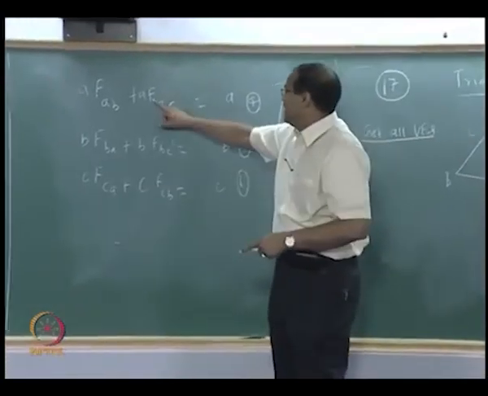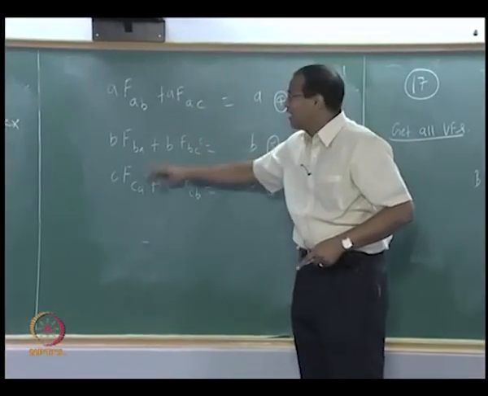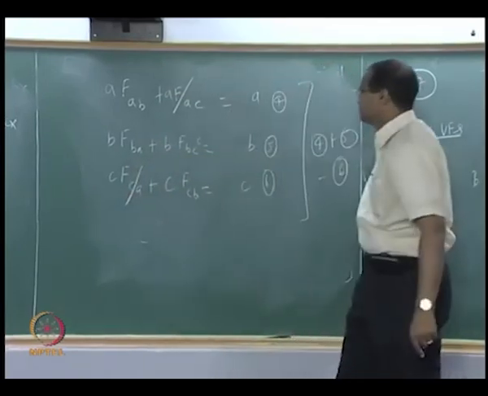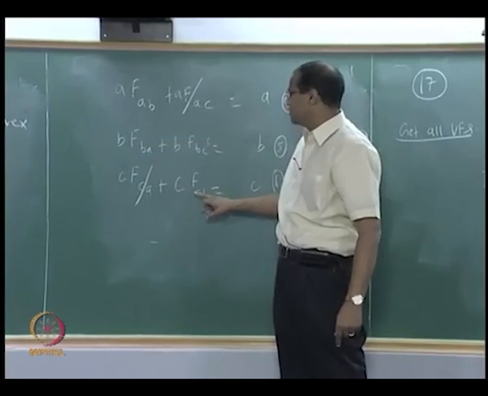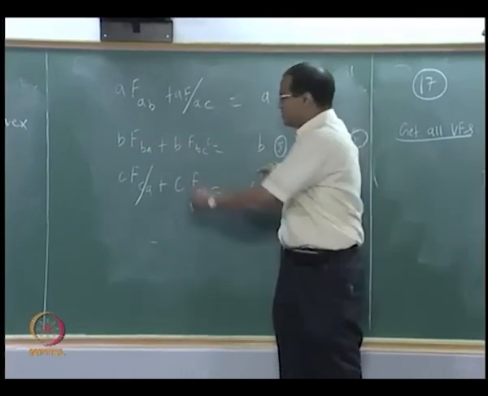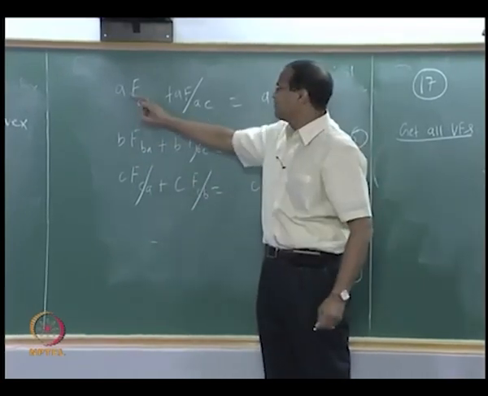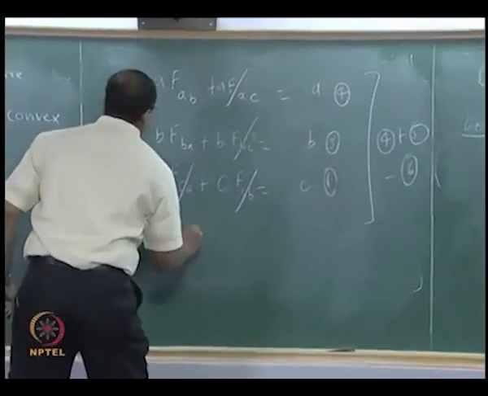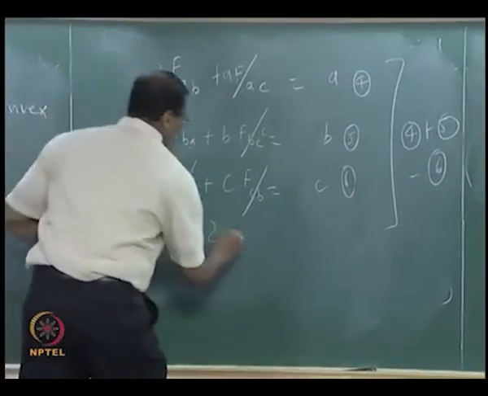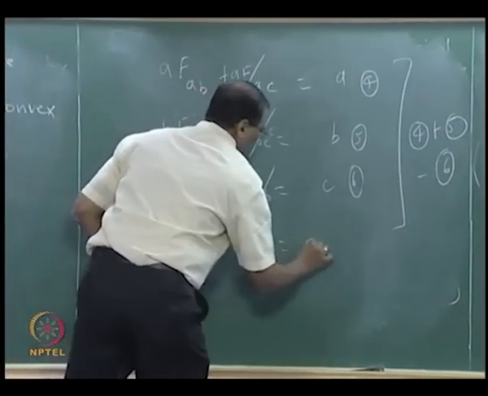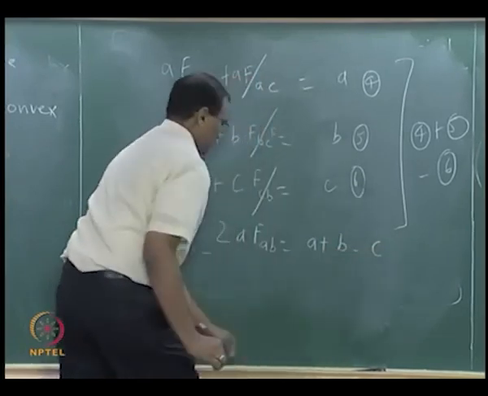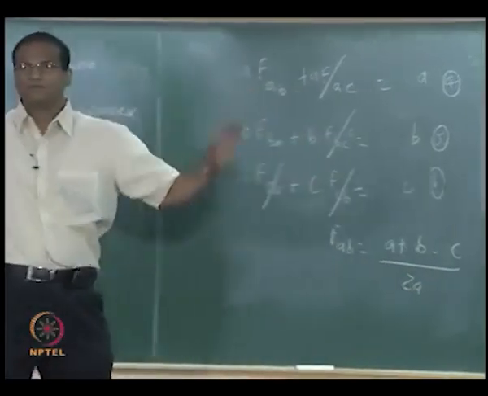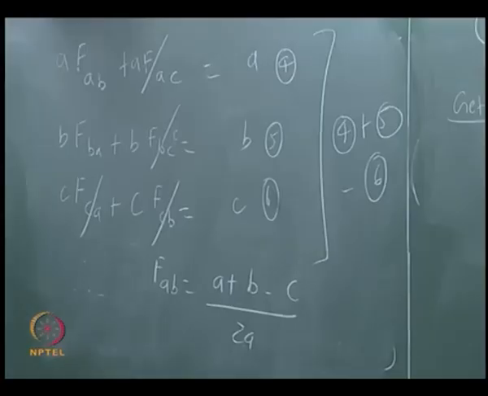What is the beauty? A F_AC equal to C F_CA. I am adding 4 and 5 and subtracting from 6. Therefore, these two will go. B F_BA equal to B F_BC equal to C F_CB. This will go. A F_AB equal to B F_BA. That is equal to 2 times... Correct? That is it.